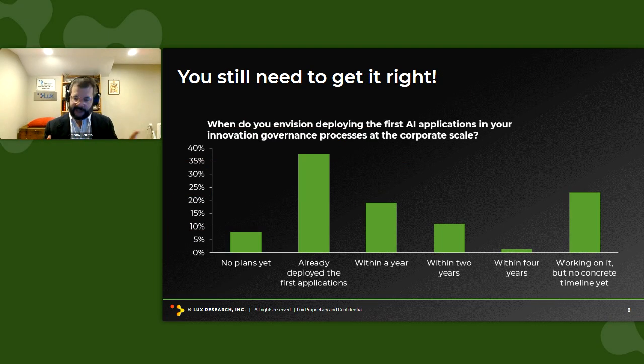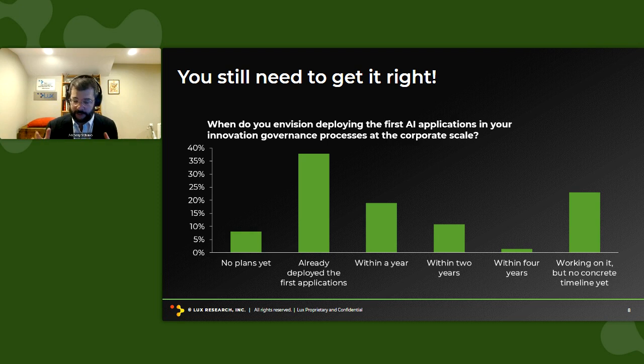But just because 15% of projects are succeeding and 85% are failing, that doesn't mean that we're off the hook to make this work. We know that our audience, that is to say, innovators and innovation leaders in the global community of corporations, are very much active with AI. In last year's survey of innovators, we found that around 35% had already deployed their first AI applications in innovation, and another 25% to 20% were going to deploy within a year. And then there's a certain percentage that's working on it but doesn't necessarily have a concrete timeline.